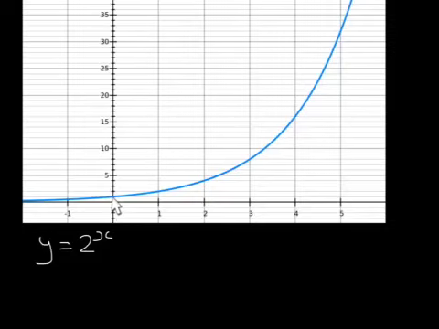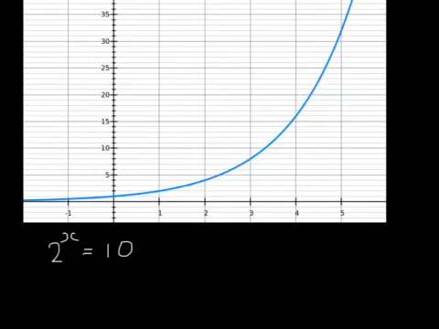2 to the power 0 is 1. 2 to the power minus 1, let's just check this. That's 1 over 2, that's a half. Yes, that's right, that's a half. So this is the graph of y equals 2 to the power x.